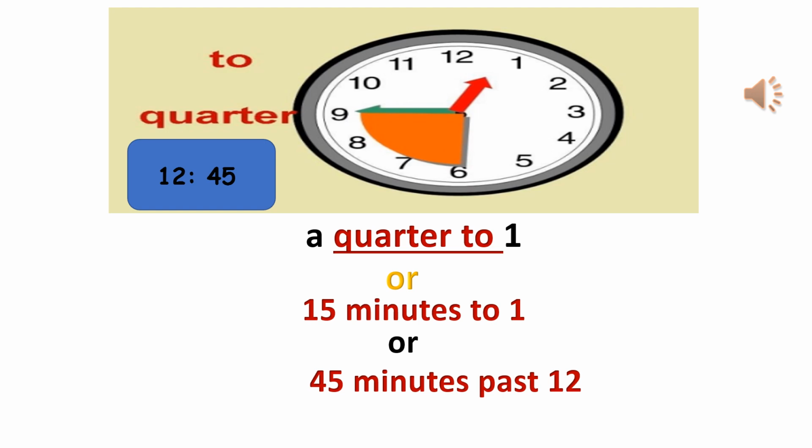Now, let's do skip counting by 5. Now, you know that when the hand is on number 6, it is 30, which is half past. Number 7 will be 35. Number 8 will be 40. And number 9 is 45. So we say that it is 45 minutes past 12. Or if we have to read the time in quarter, we say it is quarter to 1 or 15 minutes to 1.